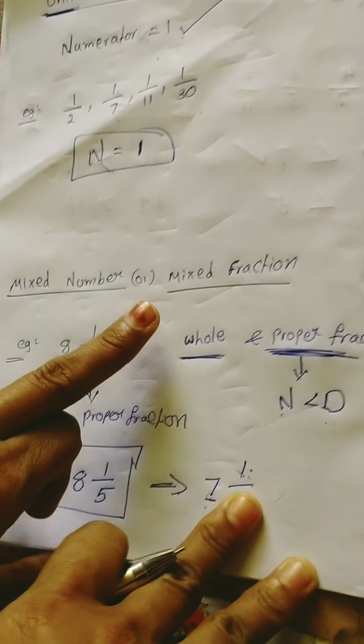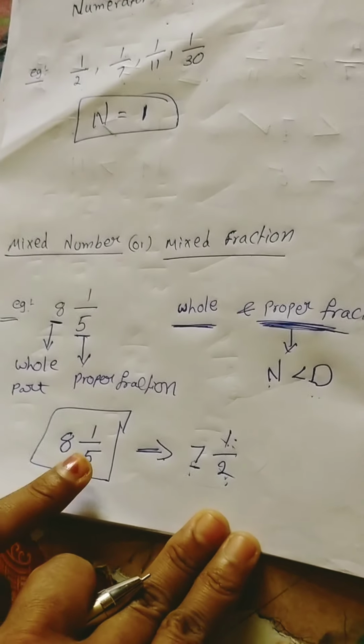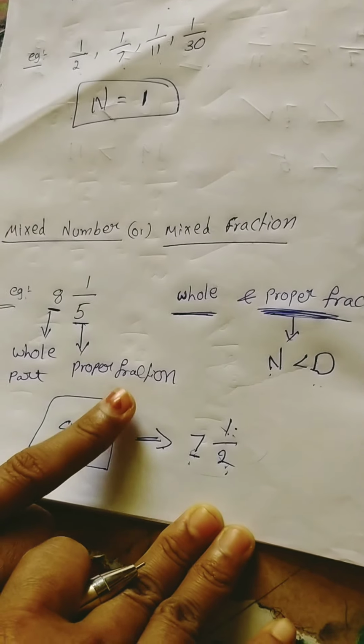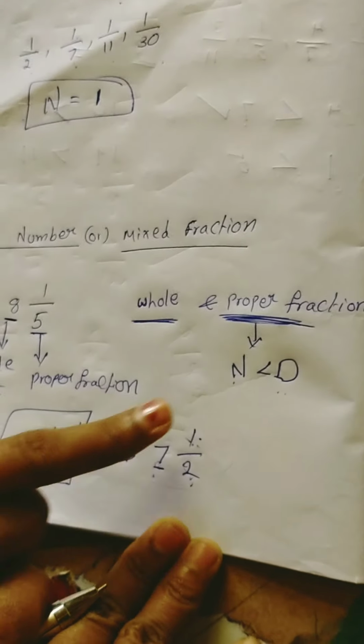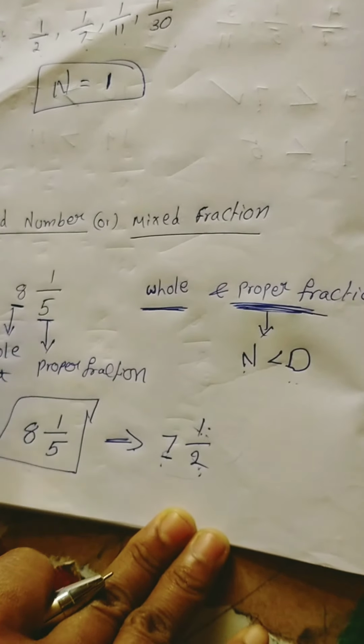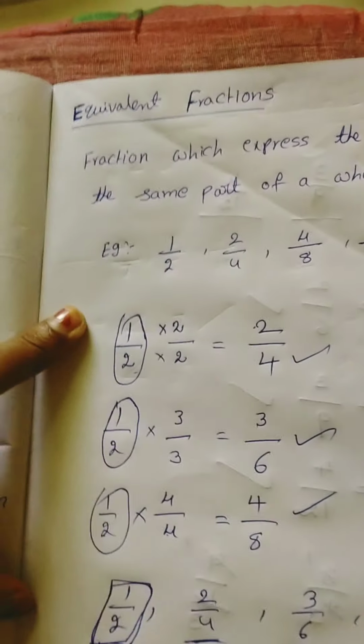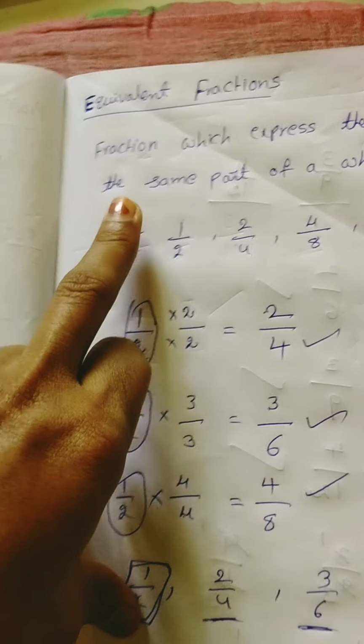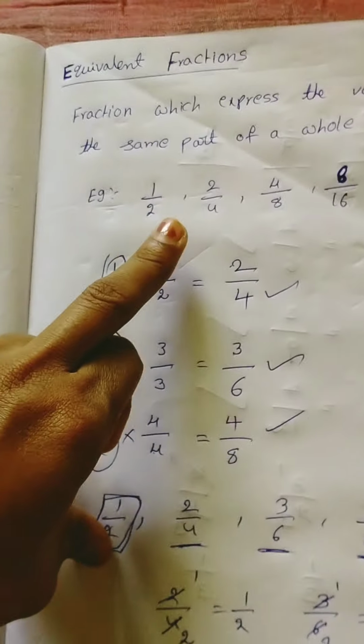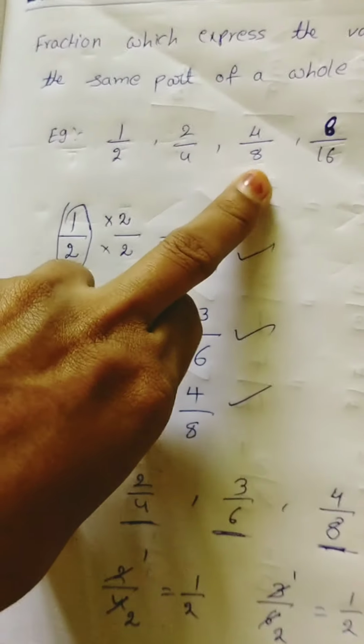Okay, and what is mixed fraction? Mixed fraction means it is in the form of a whole part and a proper fraction. That means examples are 7 1 by 2 or 8 1 by 5. What is equivalent fractions? Here the values express the same part of the whole value. That means 1 by 2, 2 by 4, 4 by 8 and 8 by 16. Okay, this is all about the types of fractions.